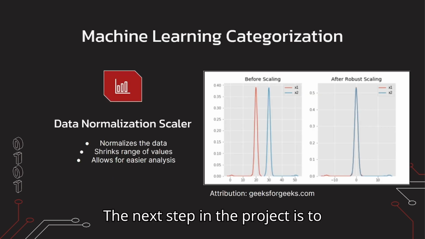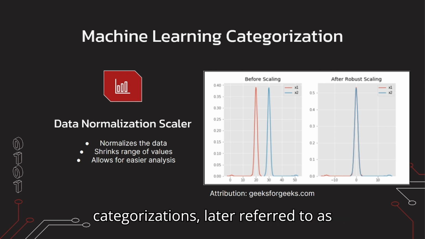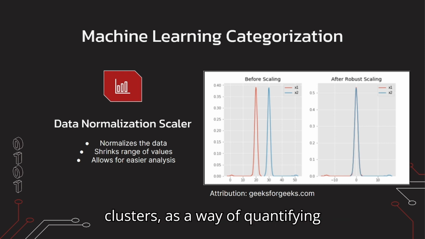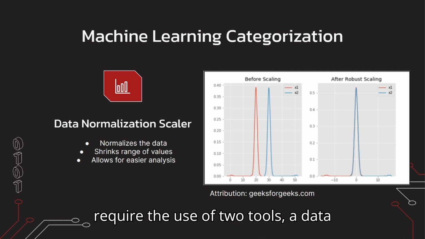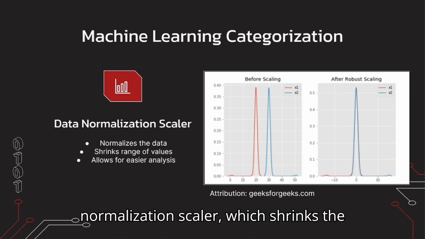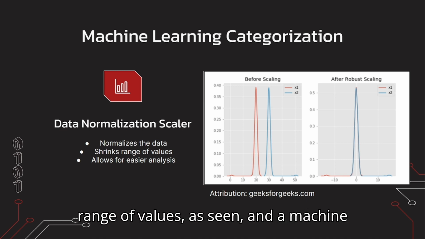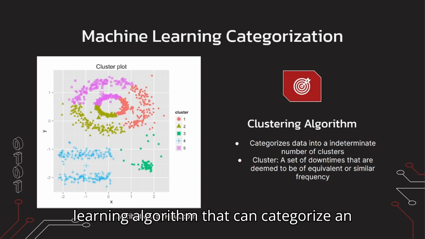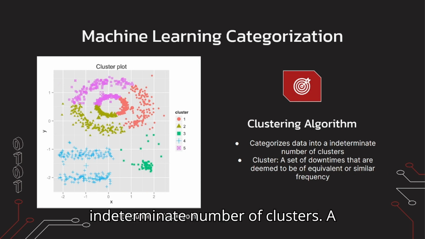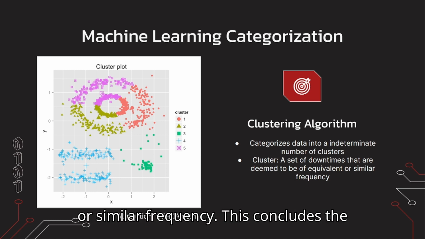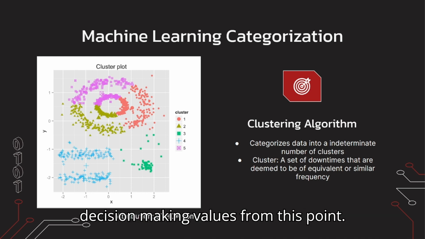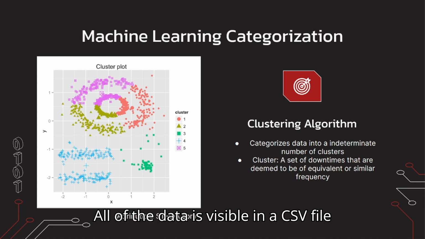The next step in the project is to utilize machine learning to create useful categorizations, later referred to as clusters, as a way of quantifying frequency. To accomplish this end, we require the use of 2 tools: a data normalization scaler, which shrinks the range of values as seen, and a machine learning algorithm that can categorize an indeterminate number of clusters. A cluster, in this instance, is a set of downtimes that is deemed to be of equivalent or similar frequency. This concludes the logic that generates all important decision-making values. From this point, all of the data is visible in a CSV file that is generated at the end of this process.